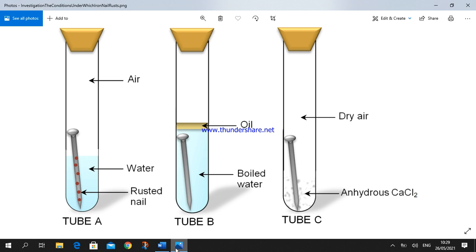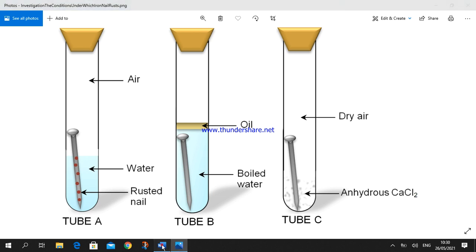We note that only the iron nail in the first tube, tube A, will be rusted, due to the presence of all the required conditions for rusting. In corrosion, only the surface of the metal corrodes, because the surface of the metal is exposed directly to substances in the environment such as oxygen and water vapor.